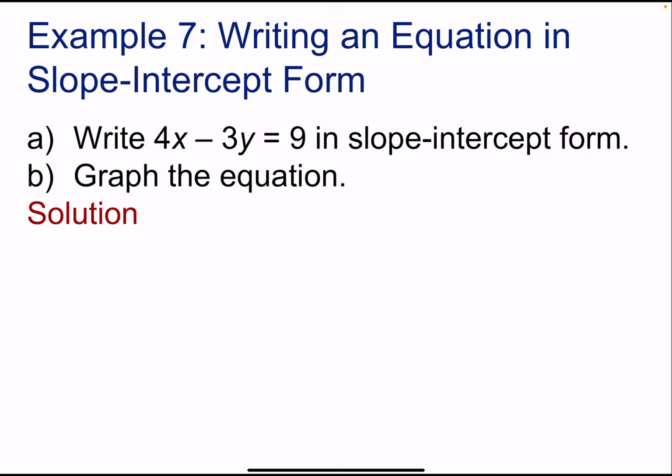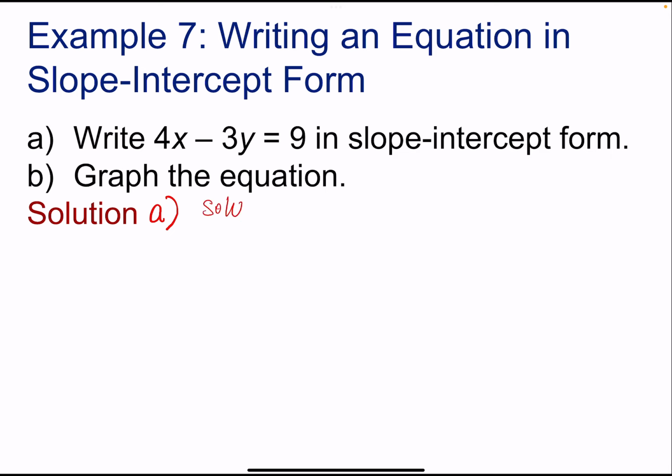We've got a linear equation in 2 variables, and we want to graph the equation. To use slope-intercept form to graph it, first find the slope-intercept form, and then we graph. So let's solve question A. We want to find the slope-intercept form. We are given this equation here.